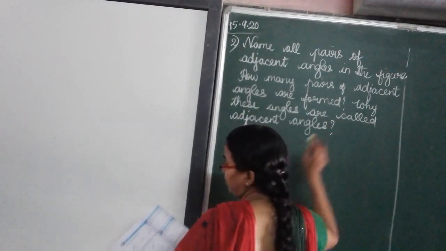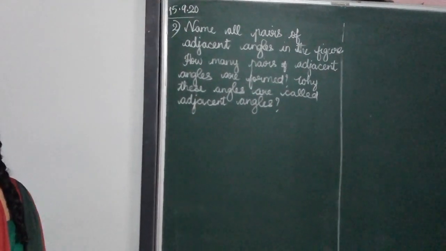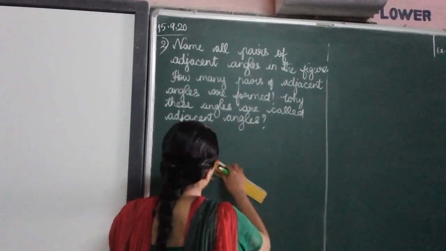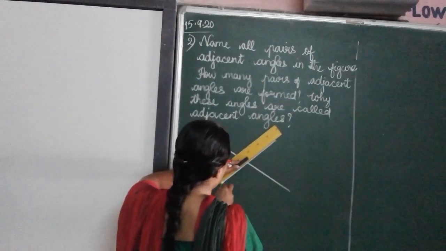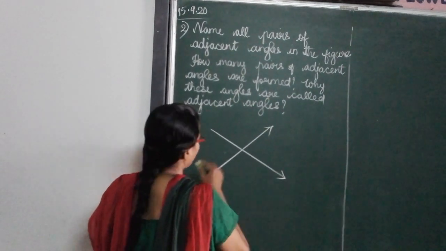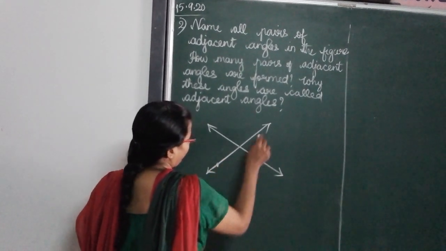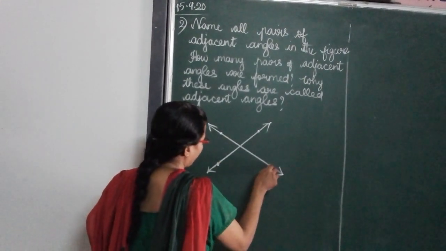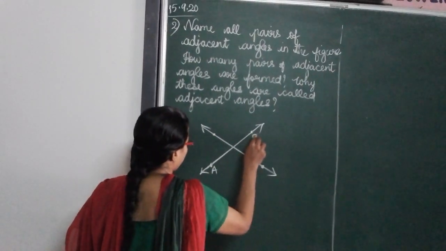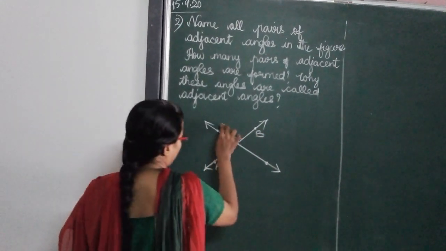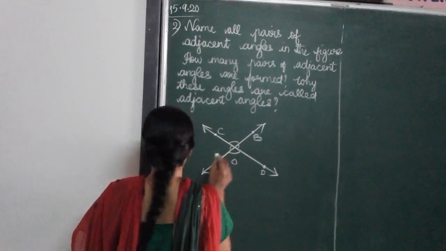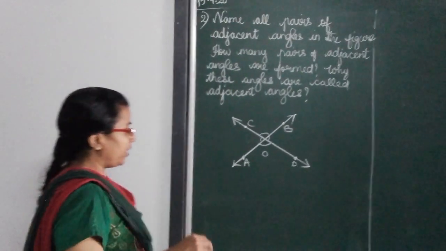This is the question given. Let us draw the diagram. Use your scale and pencil for drawing the diagram, children. So, the shape is like X. Measures are not given, so we are not going to use the scale for it. Just like that, lines are drawn. This is A, B, C, D, and the vertex is O. Here 4 angles are formed.